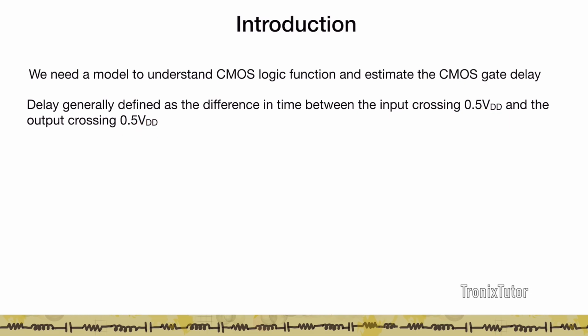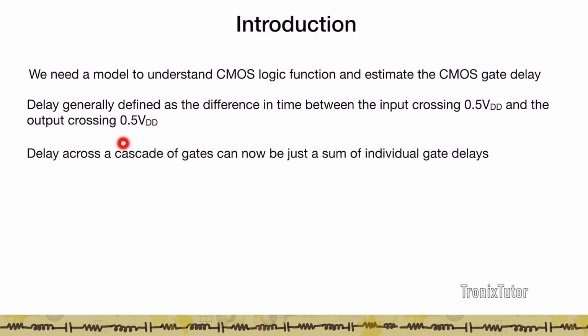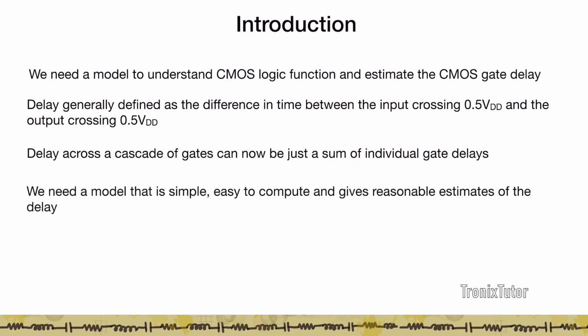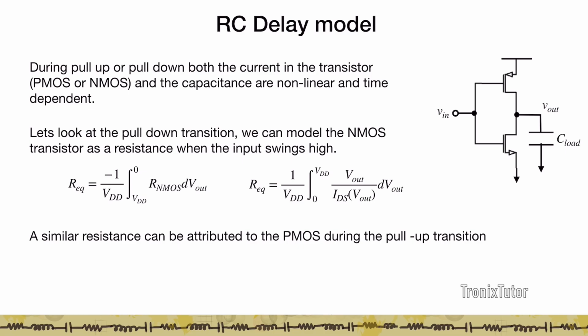When you use the delay definition in this format, if you have a cascade of gates, since we have the same point where we're measuring delay, we can calculate the delay across a cascade of gates as just the sum of the individual gate delays. So we need to define a model that is simple, easy to compute, and gives reasonable estimates of the delay. One of the easiest models that we use is known as the RC delay model.